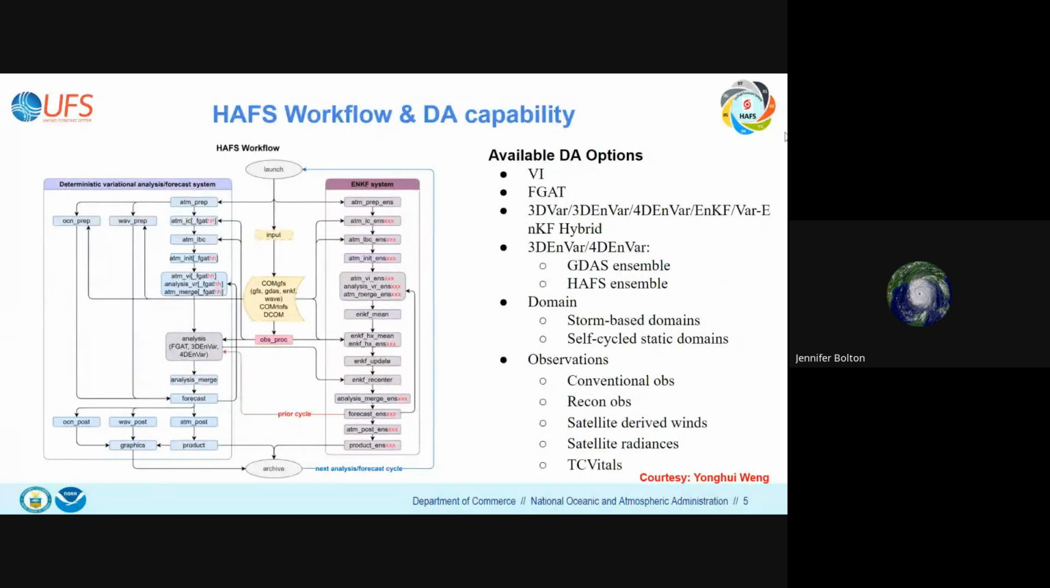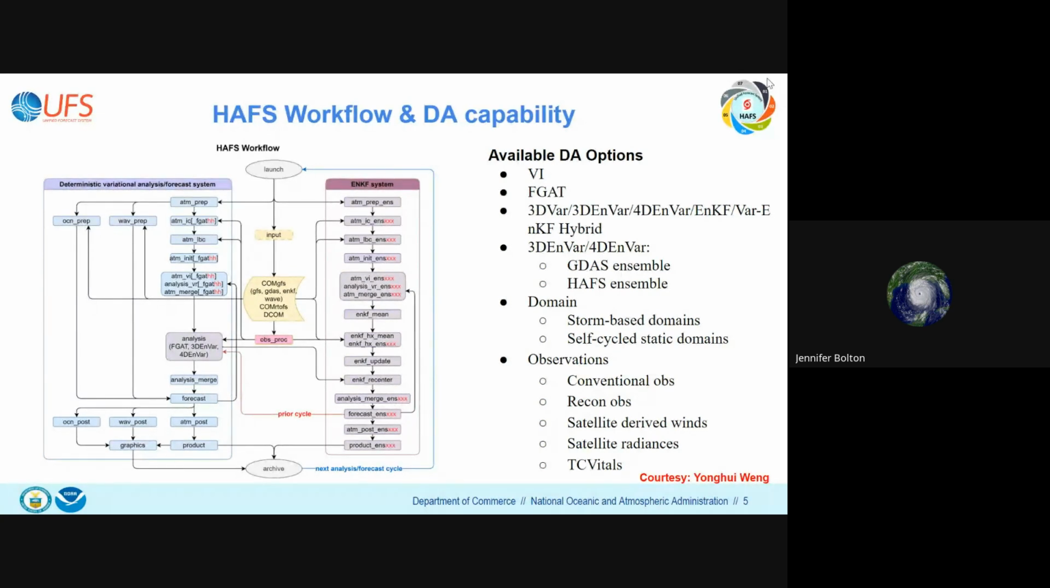So in terms of the workflow, of course, it's quite complex. I took the slide from Jing's earlier presentation, but some of the available DA options as per this workflow, which is a modular workflow, which is how we're designing things in UFS. We can turn on and off VI, turn on and off FGAT. We have access to multiple DA methods, ranging from 3DVar, 3DEnVar, 4DEnVar, EnKF, as well as hybrid EnKF. We can do 3DEnVar or 4DEnVar.